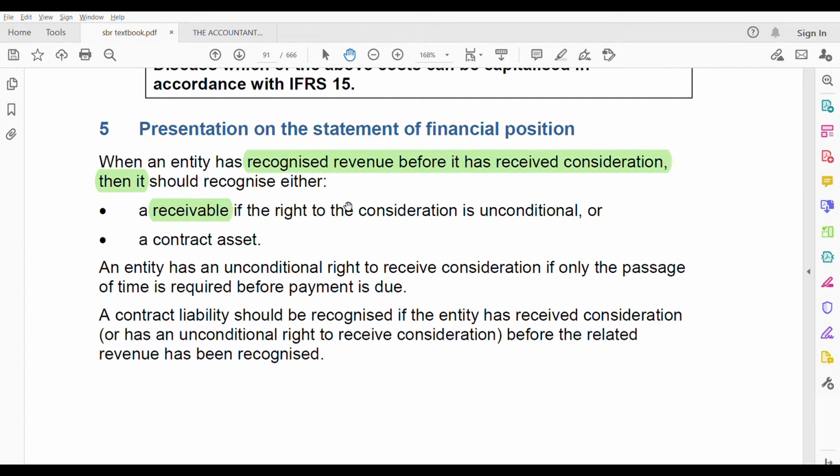If the right to consideration is unconditional, what do you mean by unconditional? It cannot be conditional on something. If it is conditional on something, then it is not a receivable. No matter what happens, there are no limitations or conditions attached to it. You will have that right to receive the consideration. So it is a receivable, or you recognize it as a contract asset.